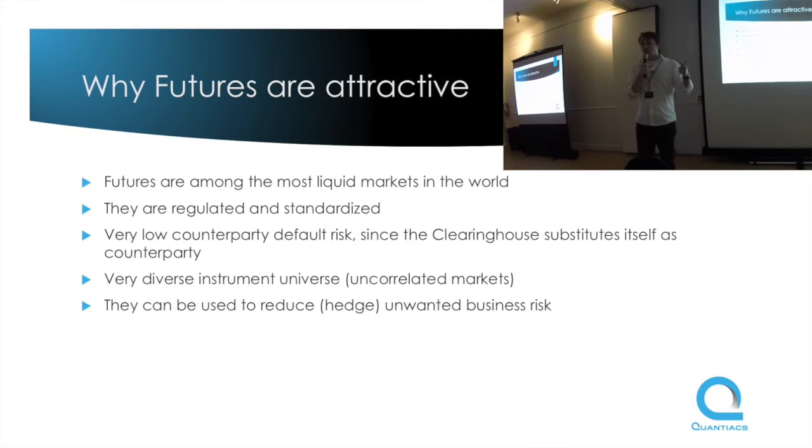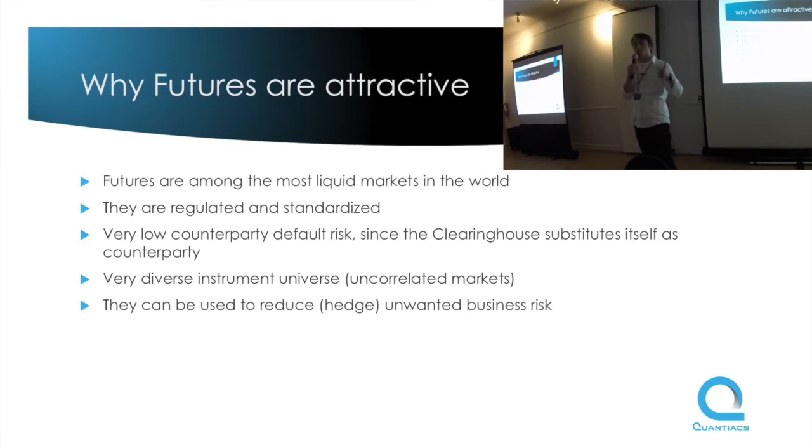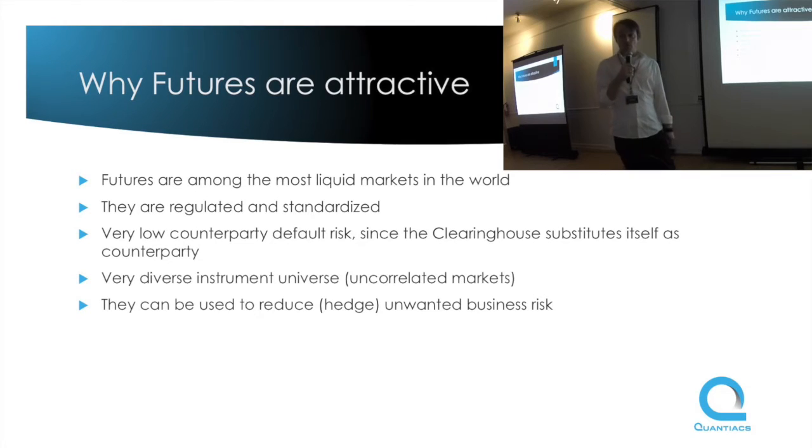Then they are regulated and standardized. These are also good things. I know what I get. If I buy a contract of 1,000 barrels of crude oil, I know exactly where to get them, when to get them, what I get. Regulation is also very good, because it leads to standardization.